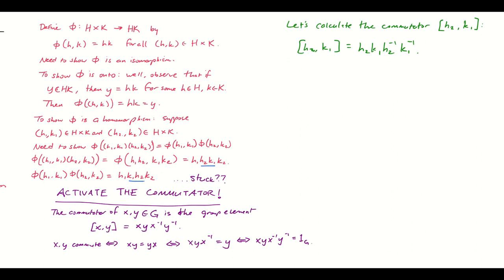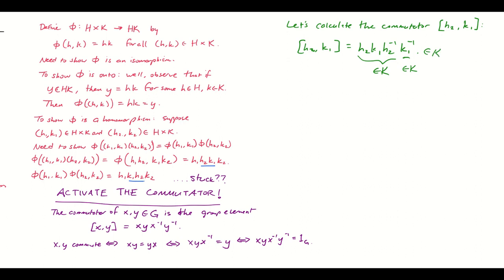But now here's where we get to use what we know. Look at this, and think about what we know about that. That's a conjugate of K1. K1 is normal. We're conjugating with an element of G. That means that this whole thing belongs to K. And we're multiplying it by something else from K. So this thing belongs to K.